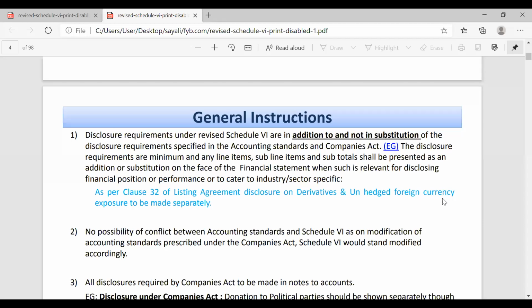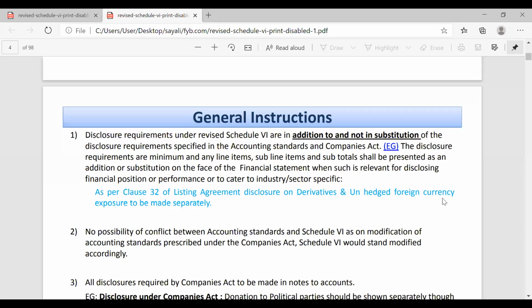For example, whatever compulsory recording or mentioning or notes are there should be mentioned in the books of accounts or the preparation of financial statements as notes to account. And next, there is no possibility of conflict between accounting standards and Schedule 6, as on modification of accounting standards prescribed under the Companies Act, Schedule 6 would stand modified accordingly.